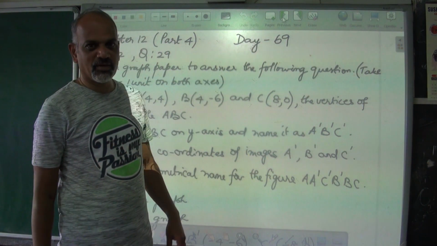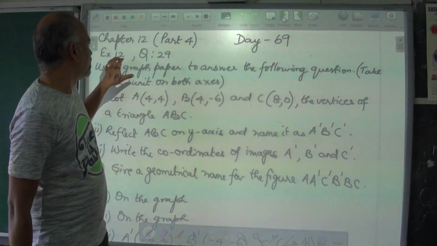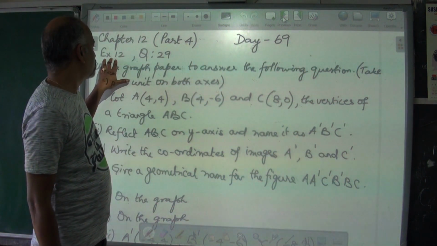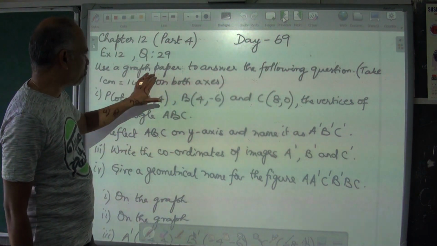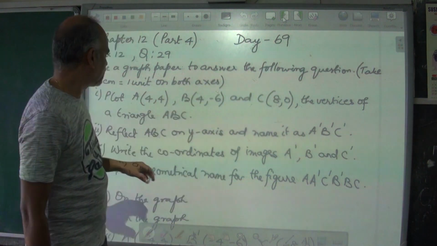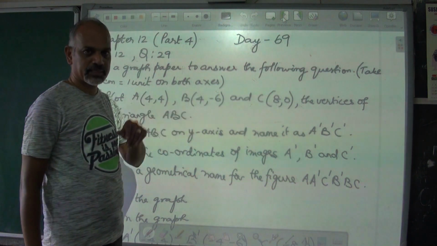This is the last part of this chapter. Now, exercise 12, question number 29. It says, use a graph paper to answer the following question. Take 1 centimeter equals 1 unit on both axes.